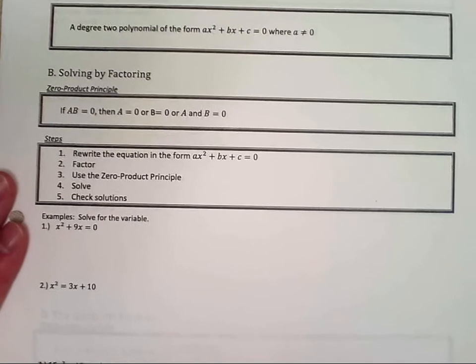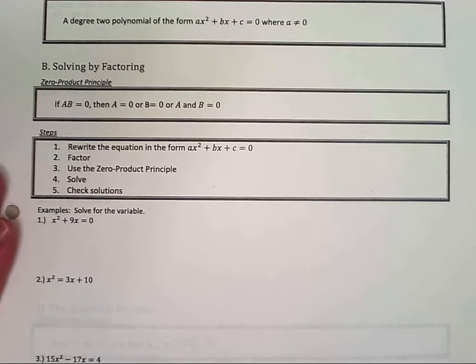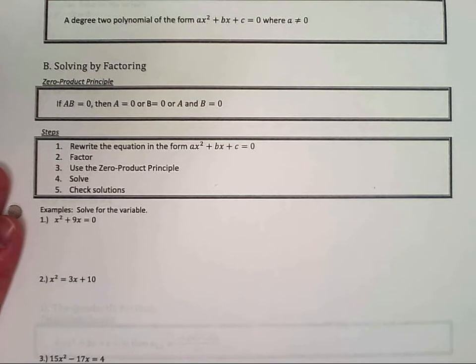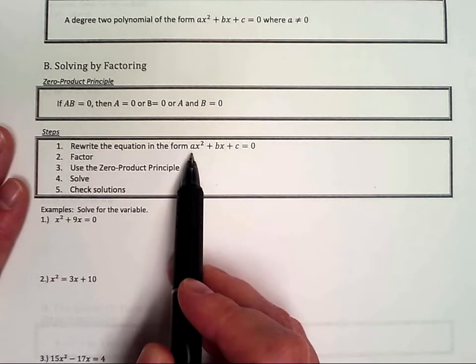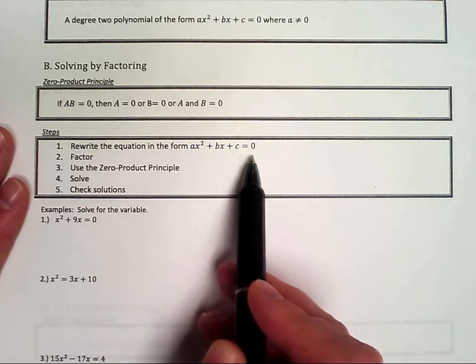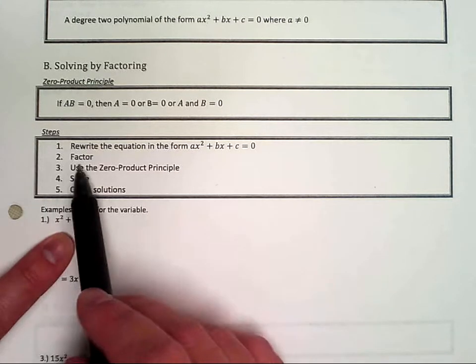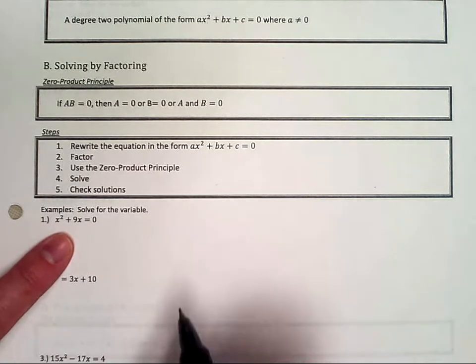All right, so let's do number 1. Solve for the variable. Our variable is x, but it could be anything, right? So number 1 says x squared plus 9x equals 0. So we have it in the correct form. We have ax squared plus bx plus c equals 0. So now we're going to factor. So how can I factor this?